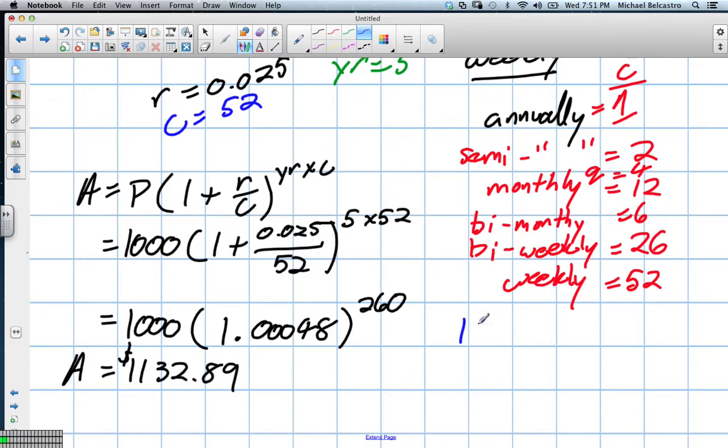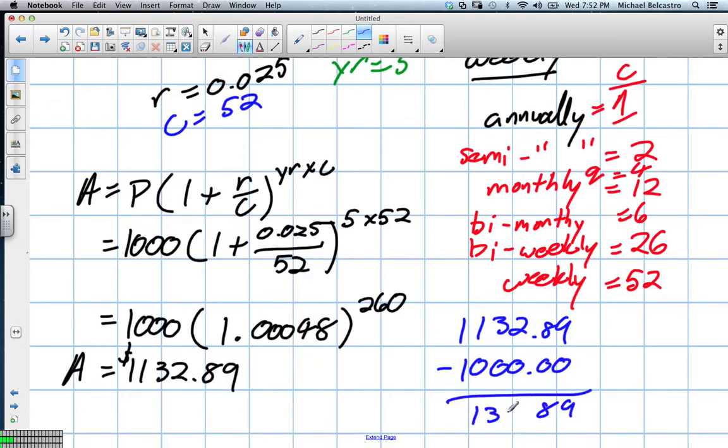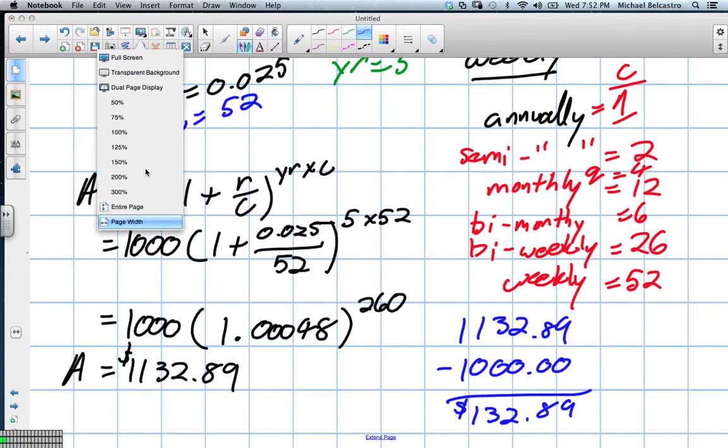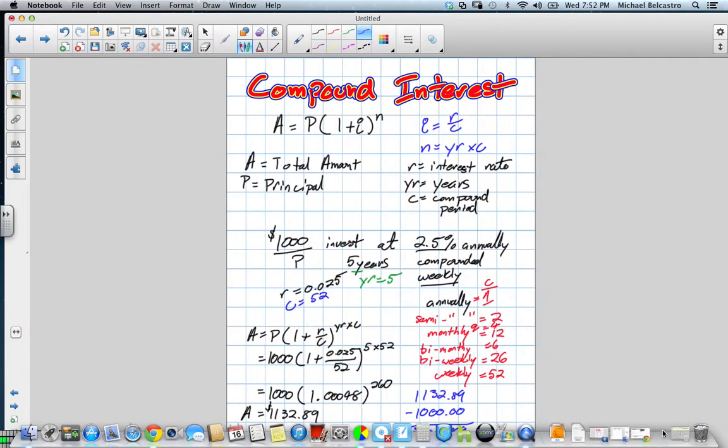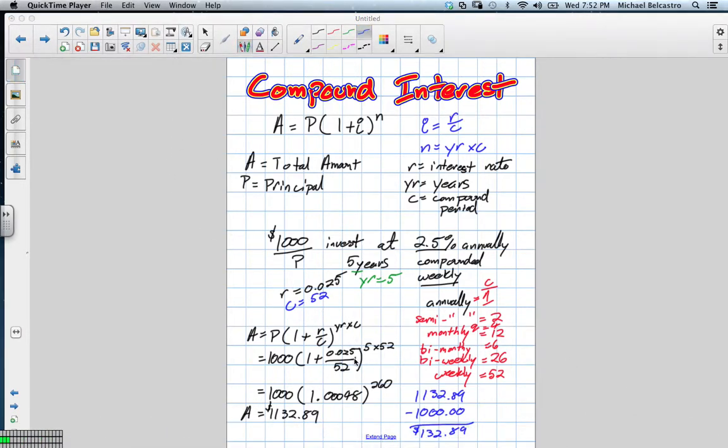So how much interest did they earn over that time of 5 years? Well, what we do is we take the new amount and we subtract the principal. So we get 132.89. They earned $132.89 in interest. Okay, so that's essentially compound interest. To isolate things is similar to simple interest. We have to isolate for variables. Okay, but that's how to calculate a compound interest.